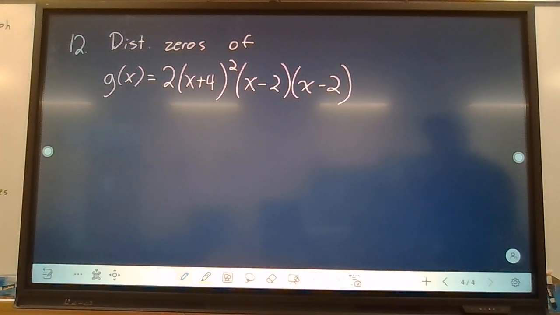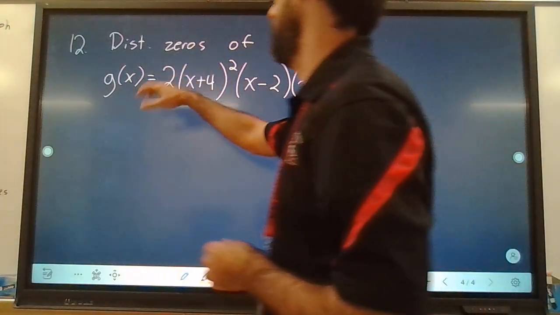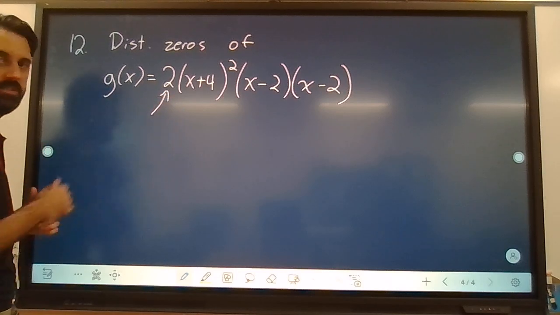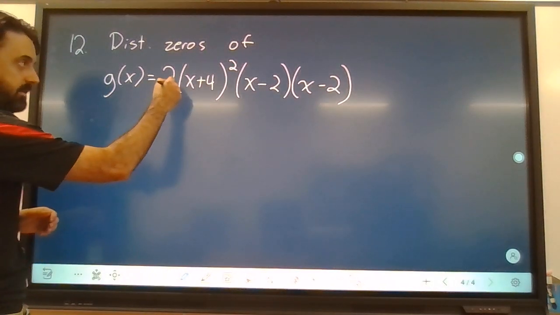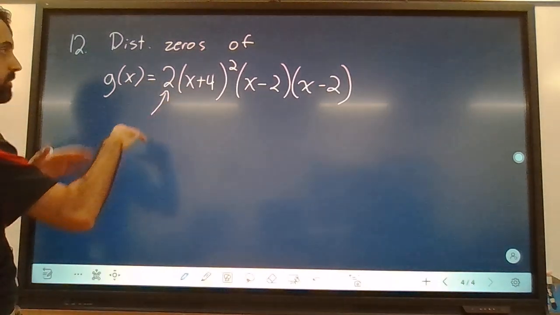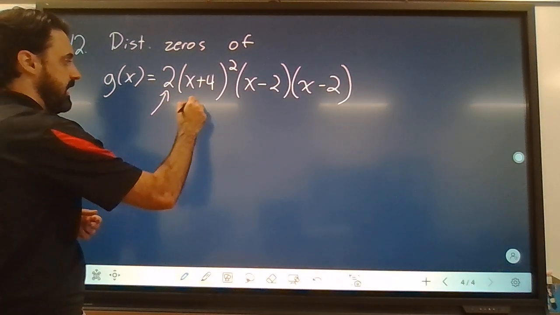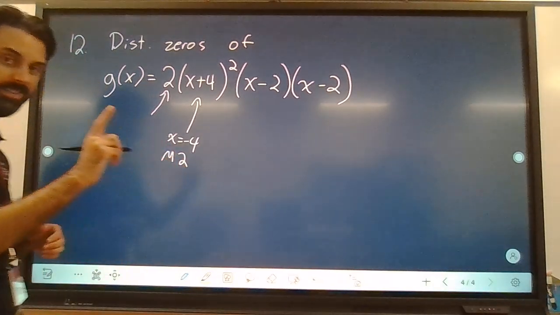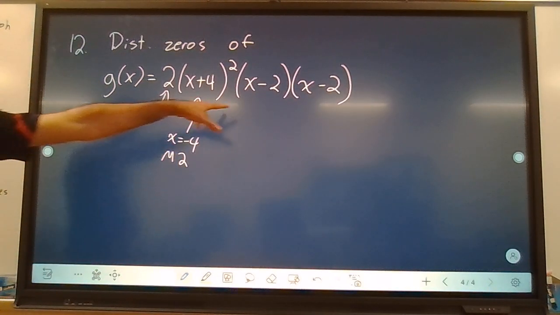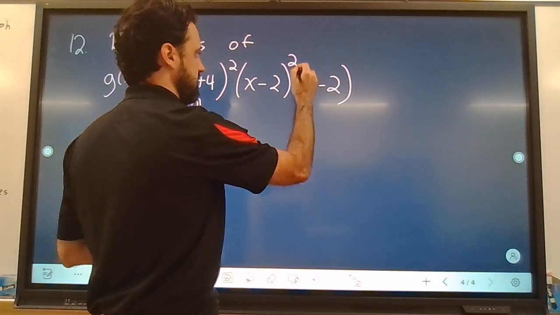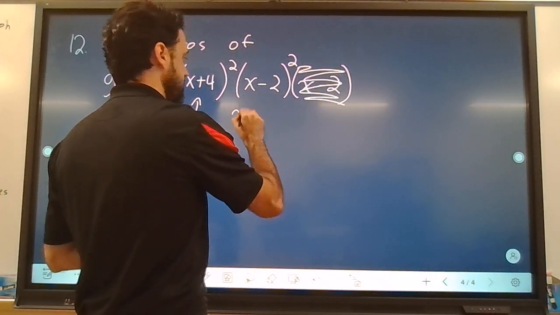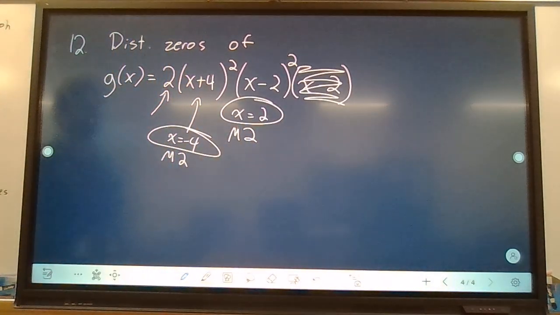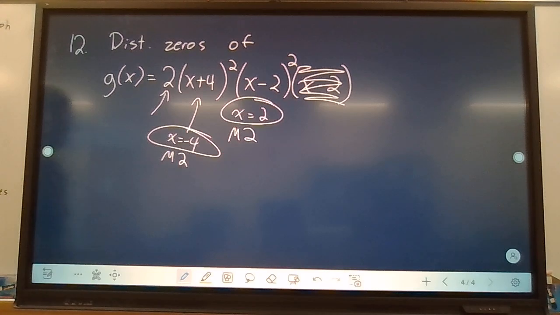Last question here. We're looking for the number of distinct zeros of this function. Just to walk through this step by step, this 2 does not produce a zero because there's no x. If it had an x after it, that would produce a zero. So we're not going to do anything with that 2. But here, we've got an x plus 4 that gives us x equals negative 4. It has a multiplicity of 2, but that's 1 zero, not 2. Over here, we have x minus 2 times itself, which is just x minus 2 squared. Same thing: this is x equals 2 with a multiplicity of 2, but we only count the actual zero one time. So this function would have 2 distinct zeros.